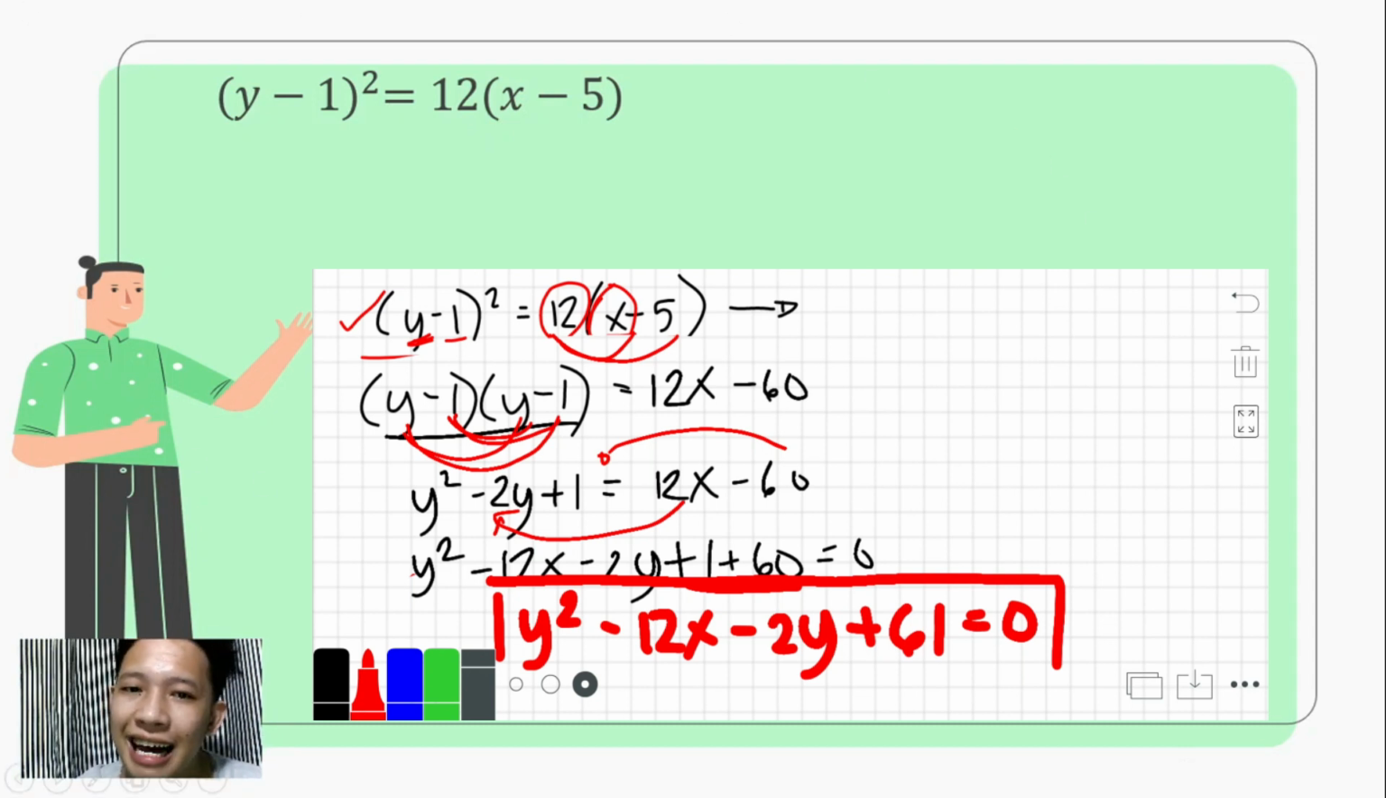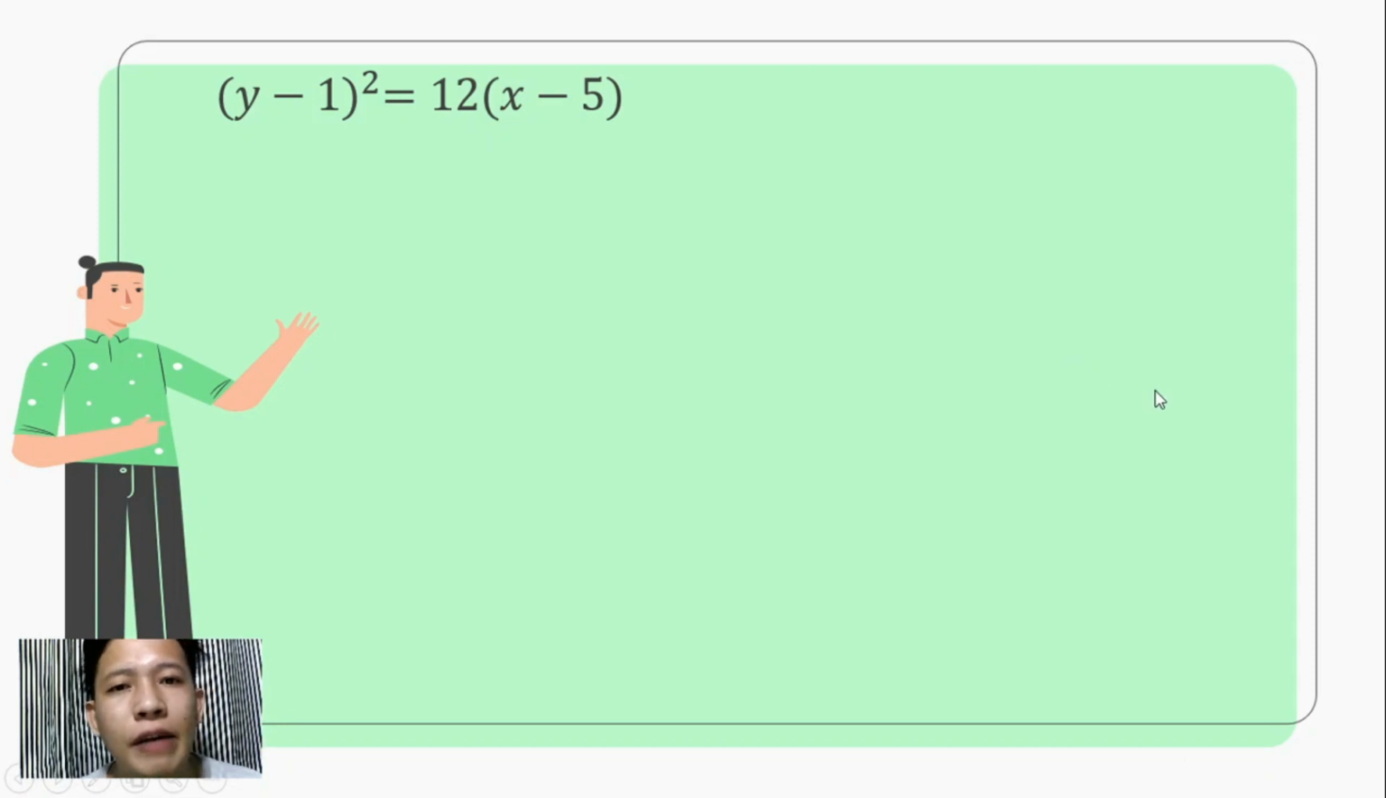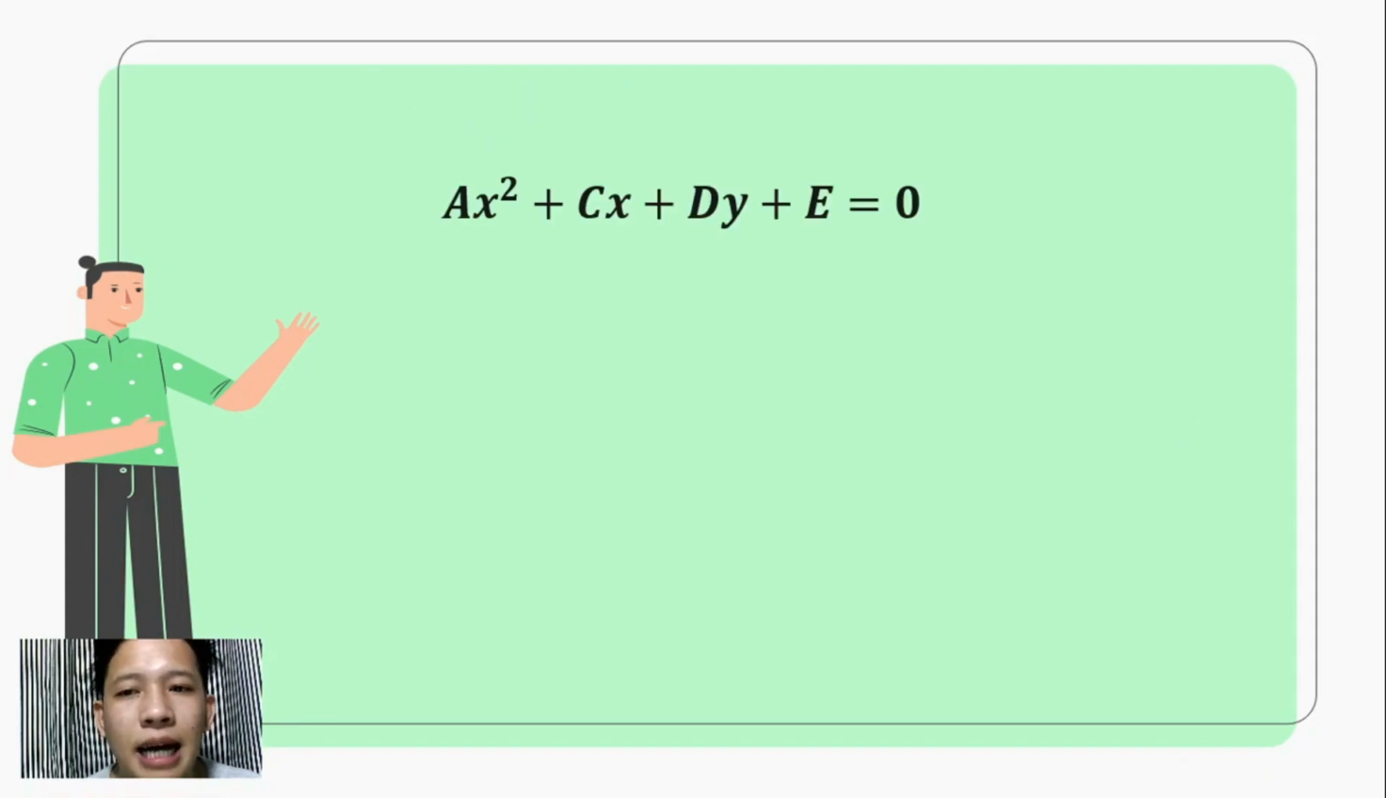Okay? So let us have an example. This is the general form of the equation of the parabola. So let us have an example wherein we are given the general form and we are to determine the features of the parabola.